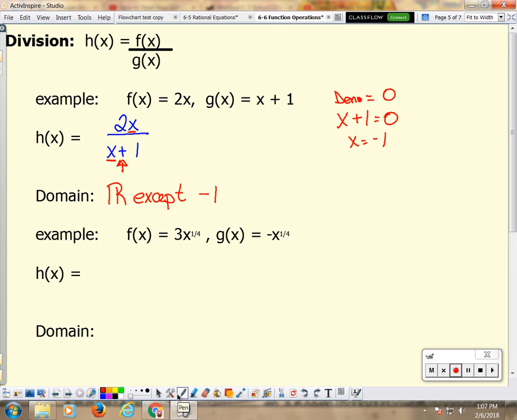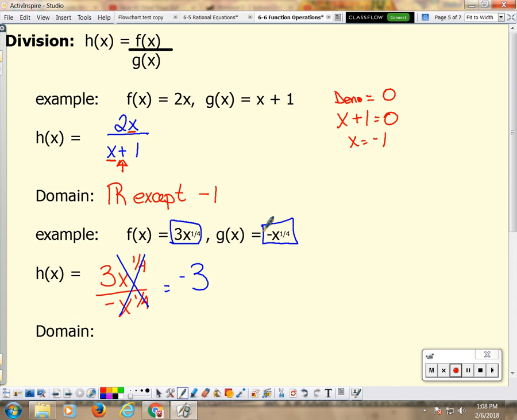Now down here on the bottom example, I have 3x to the 1/4 over negative x to the 1/4. Now mind you, everybody gets excited because we get to cross these out, and we get to say the answer is negative 3. So your gut's going to tell you to tell me that the domain is all real numbers because those x to the 1/4 don't exist anymore. But the problem with that is they did exist when we started the problem. They existed right here and right here.